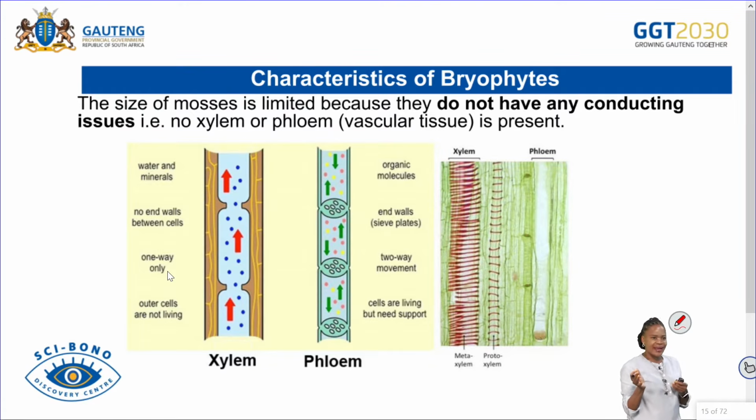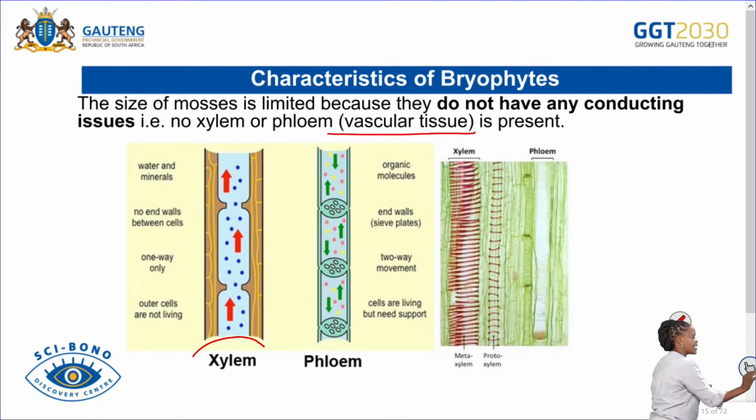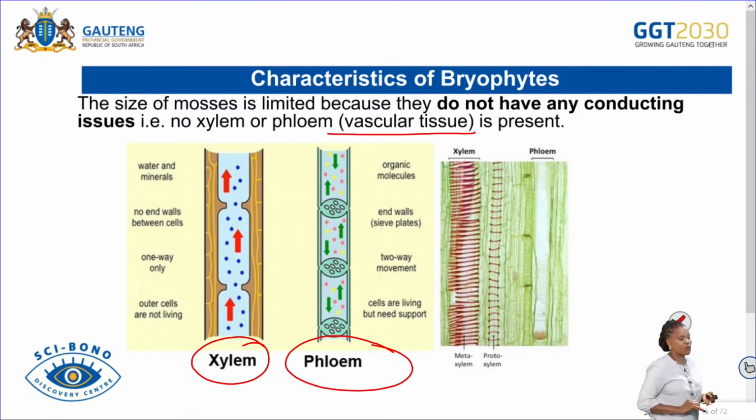Now, the other characteristic is that mosses do not have vascular tissues. In other words, the vascular tissues are not present in mosses. It means that they do not have xylem. They do not even have phloem. In other words, they do not have these two conductive tissues. So that's why they are referred to as non-vascular plants, because the xylem and phloem are not present.